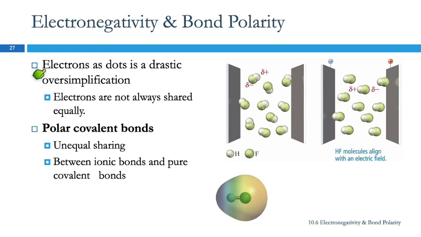Electrons as dots is a drastic oversimplification. After we just got done talking about all these complex shapes, now we're just making dots, right? So as we make these dot structures, we do have to understand there's a little more going on. The electrons are not always shared equally, okay?